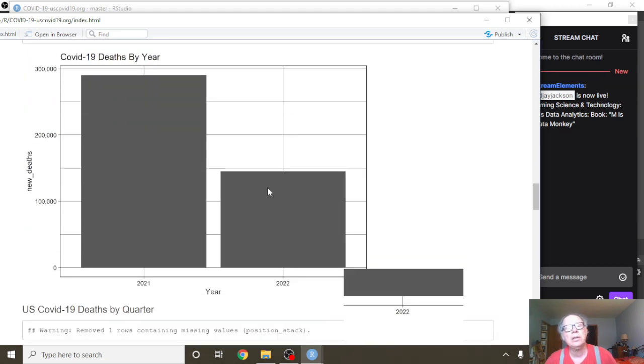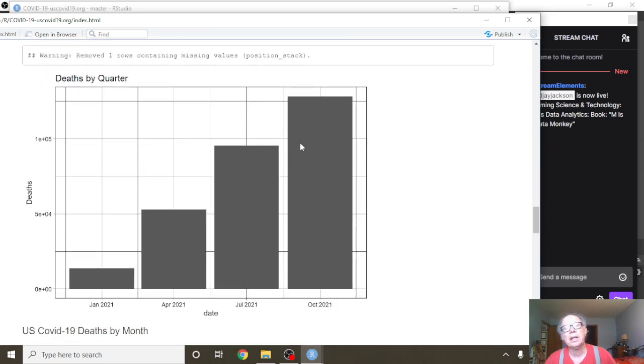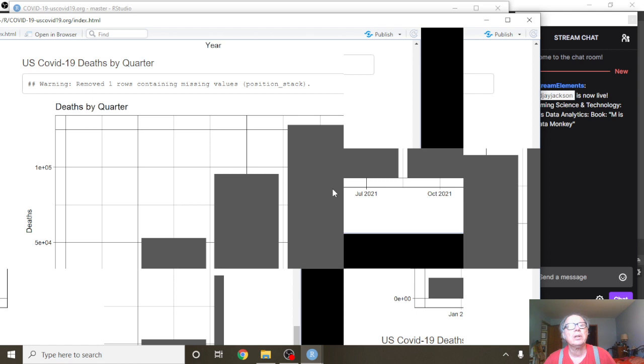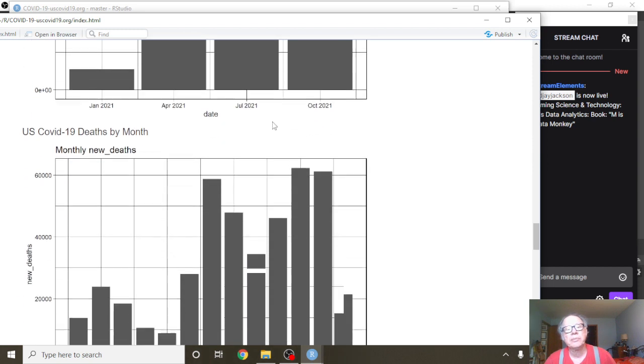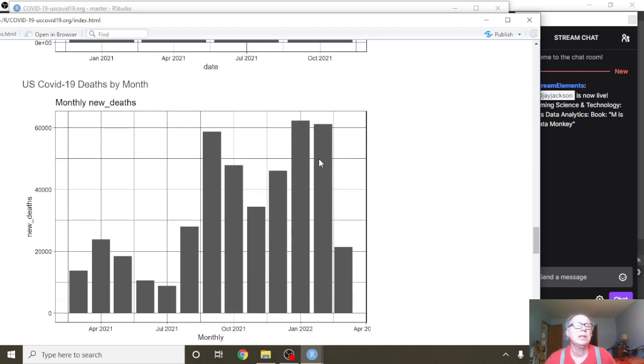What about deaths? The good news is deaths have not caught 2021 deaths yet. But nonetheless, the first quarter of 2020, well, it still says first quarter, January, April, July. So I'm not really sure. It says one row containing missing values. So that's kind of interesting, okay? Nonetheless, you can see here the monthly numbers. March cases of deaths are going to be below these numbers right here, okay?